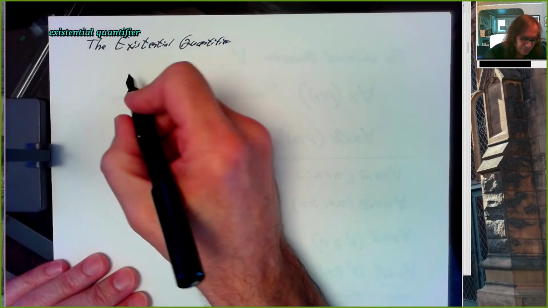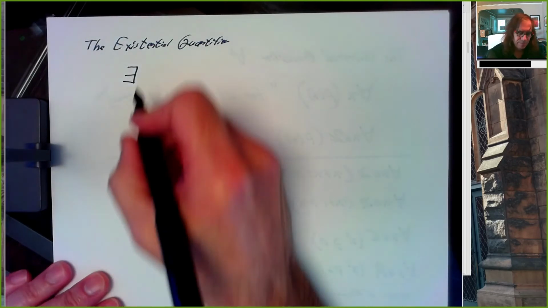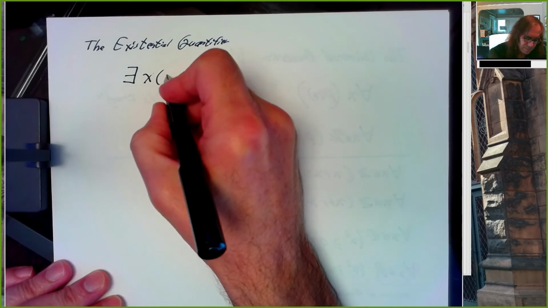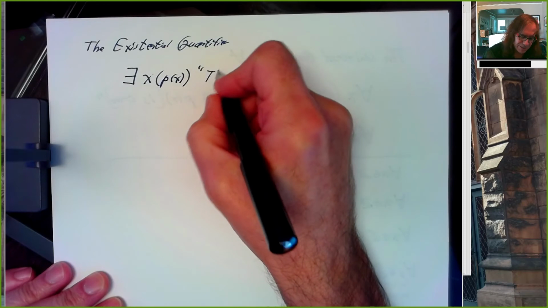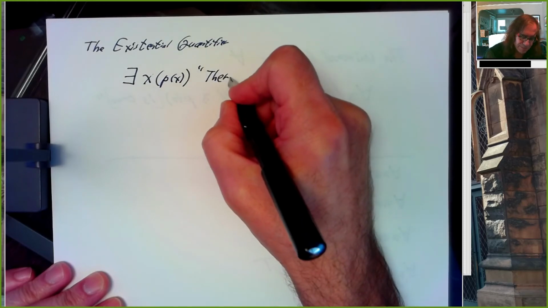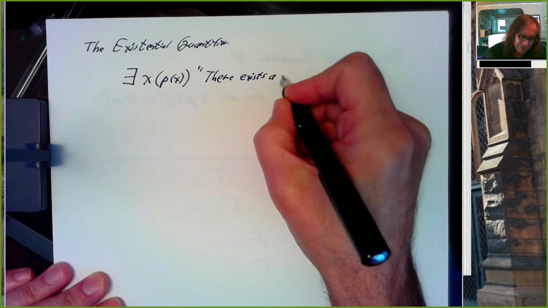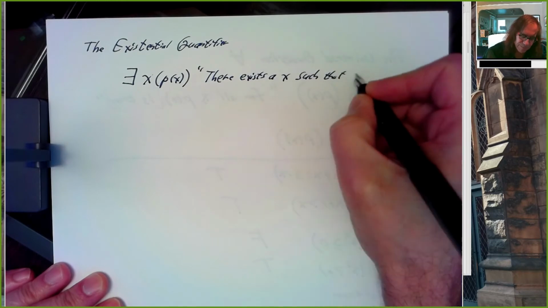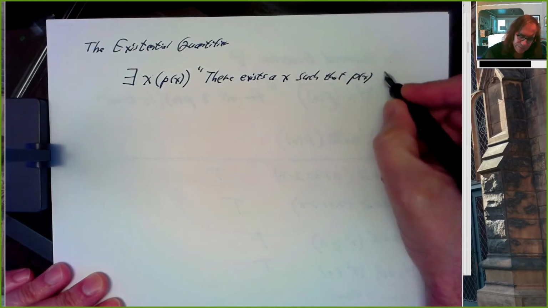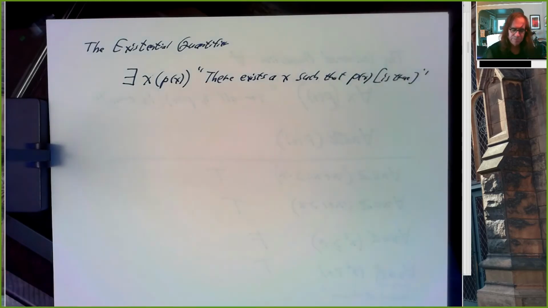So the existential quantifier is written as a backwards E. And we read this as there exists an X such that P of X, again, is true. There exists an X such that P of X is true.